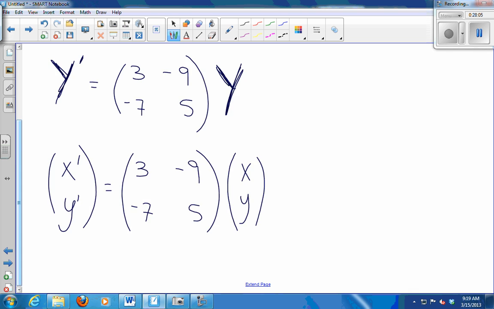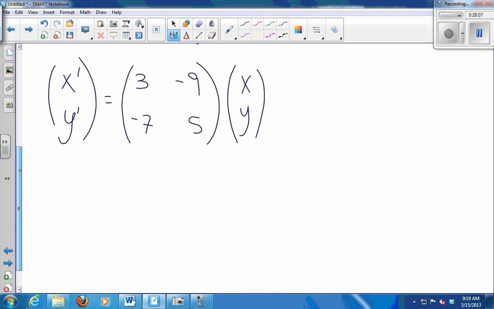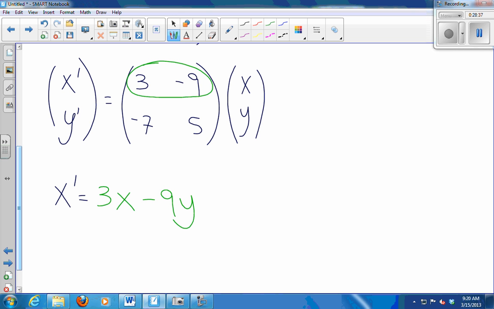Okay, so I just rewrote my vectors. This is still not written in x prime, y prime. So x prime equals what I get when I multiply this matrix times this vector, right? So you take the A and the B, the first row of the matrix, pick it up, turn it on its side, put it on top of the xy, multiply the things that line up. So I get 3x and -9y, and you add them together.